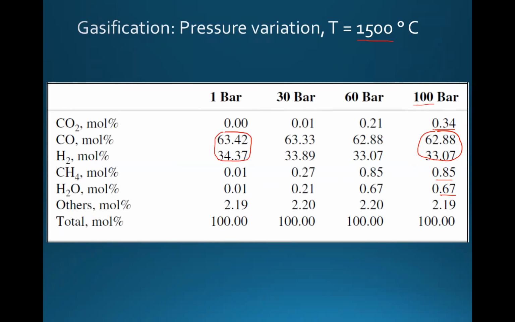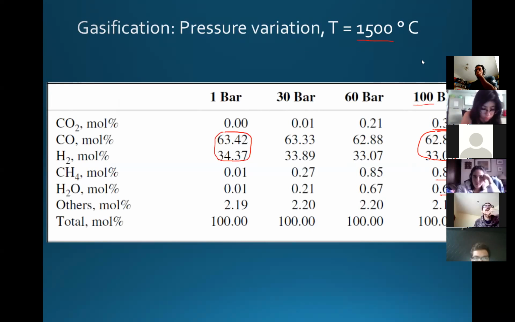So again, the equilibrium and the kinetics matter. In this case, we raise the temperature to 1500 Celsius, and with that, we obtain high amounts of carbon monoxide and hydrogen, the main products, and at high speeds, because we have a high pressure. Any questions for the moment, guys?